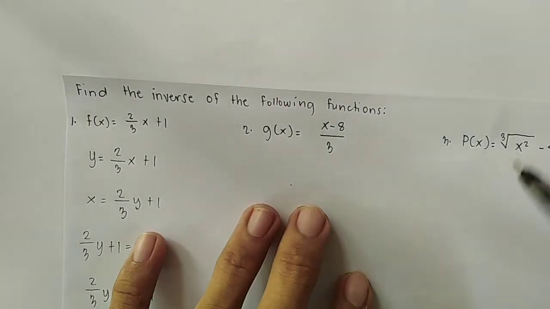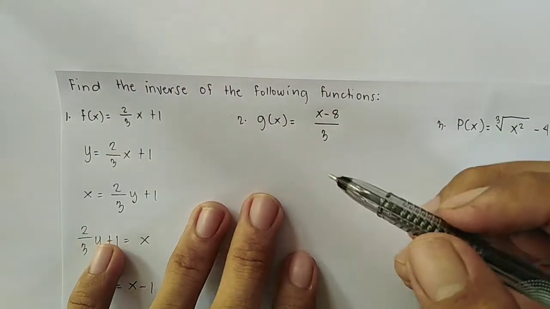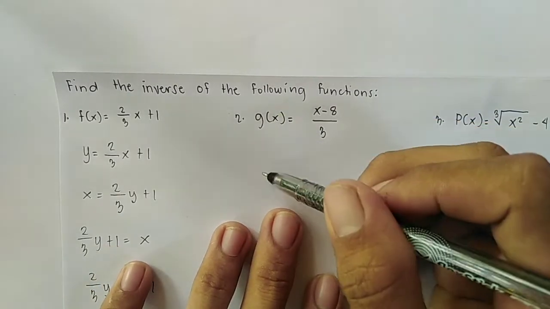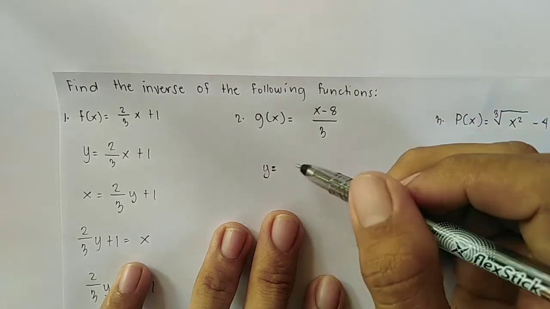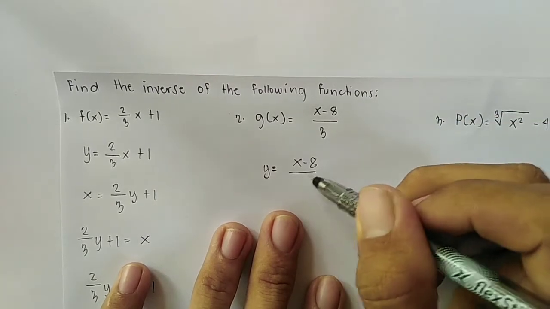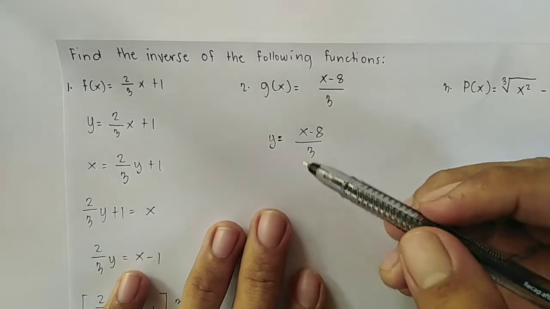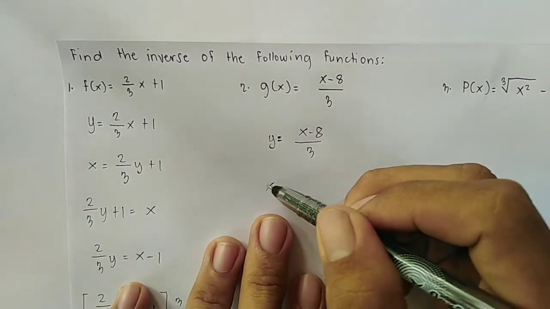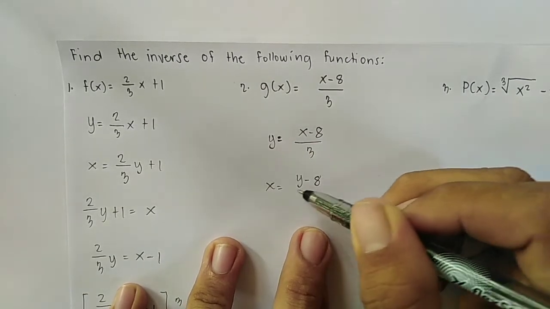We have here g of x is equal to x minus 8/3. Again, change the functional notation into y, or replace that with y. Then afterwards, we have to interchange y and x. So y becomes our x now, and x becomes our y.